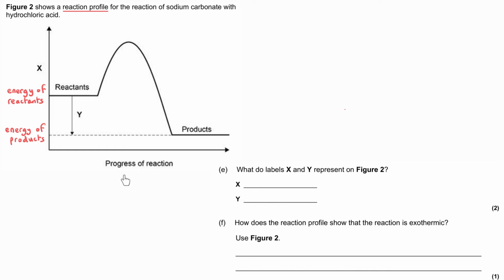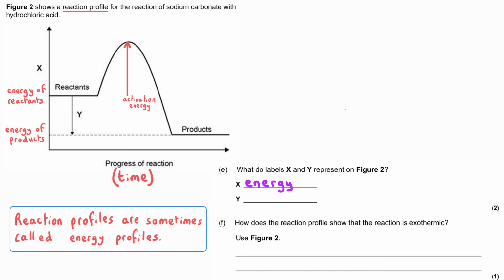Well, the x-axis is the progress of the reaction. So that is time, really, where here is the beginning of the reaction and here is the end of reaction. So as time goes on, the reaction progresses. And what X is doing is it's showing us how much energy the chemicals have got at different stages in the reaction. Here we've got the reactant's energy, here we've got the product's energy, here we've got the energy increasing as we put in the activation energy to make the reaction happen. And so X is simply the energy. That's all you would need to write for that 1 mark.